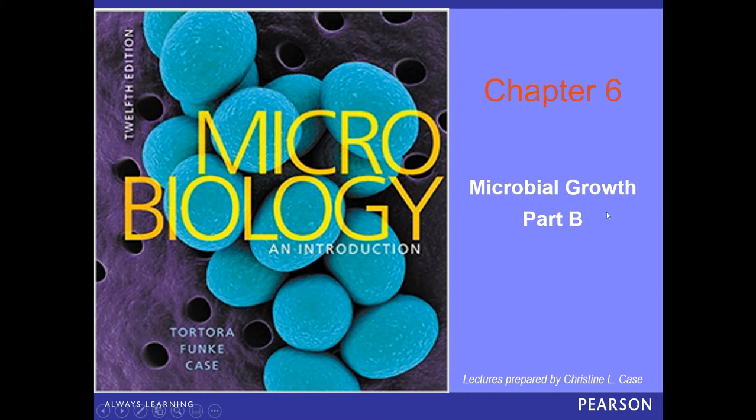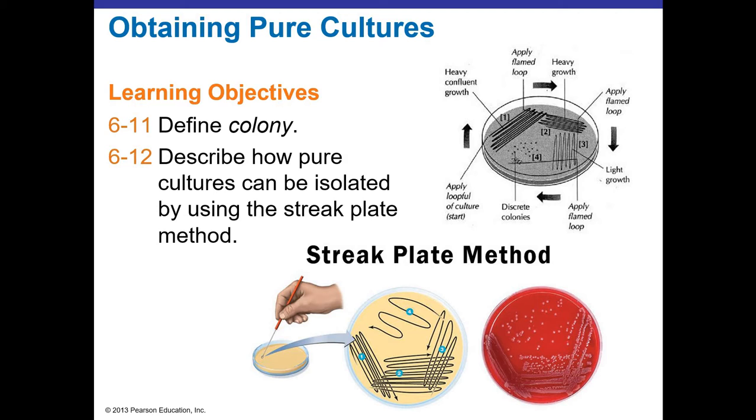This is the slideshow for Microbial Growth, Chapter 6, Part B. In the previous slideshow on Part A, we saw some of the selective and differential medias and other ways to be able to grow bacteria using complex medias like BHI or enriched agars like blood. Now we're going to talk a little bit more about how you actually obtain a pure culture.